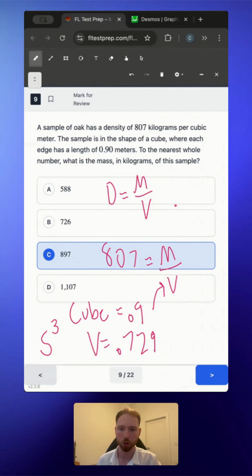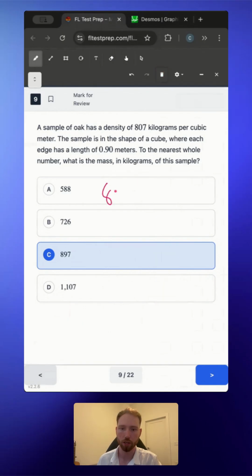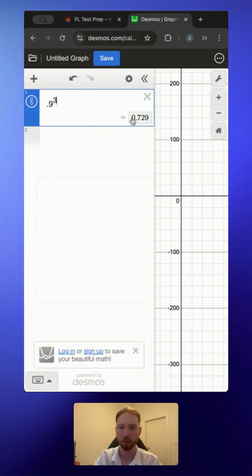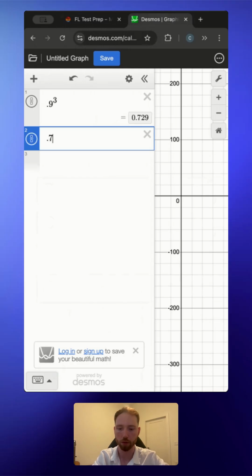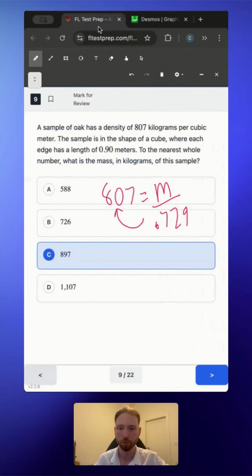So now I can plug that into my equation. I know 807 equals the mass over 0.729, and all I have to do is pull this over and multiply 807 by 0.729 to find the correct answer. 0.729 times 807, and I know my answer is going to be 588.303. So A is the correct answer for this question, because it is to the nearest whole number and I'm going to round down. So 588 is the correct answer.